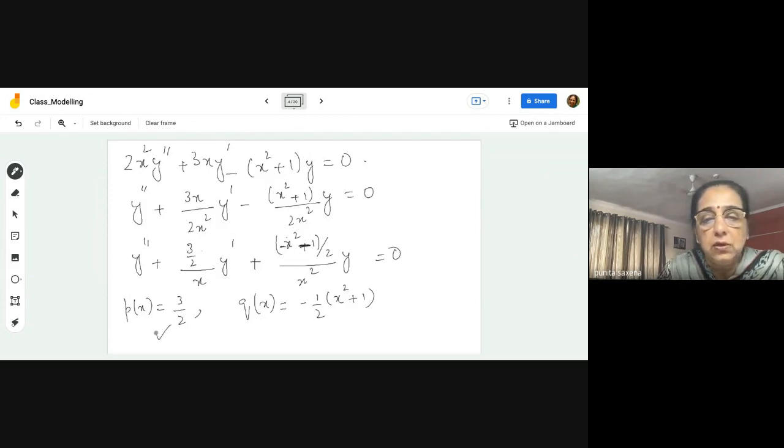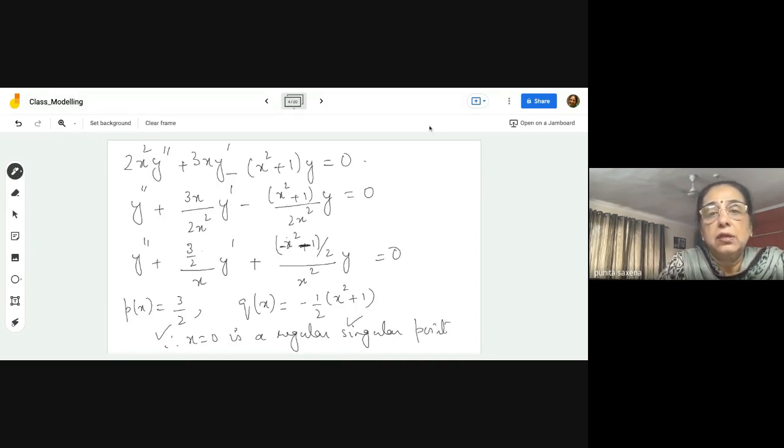Now this is a constant polynomial, this is a quadratic polynomial, so both P and Q are analytic at x equal to 0. So therefore we can conclude that x equal to 0 is a regular singular point. Okay. So what do we want? We want P naught and Q naught.